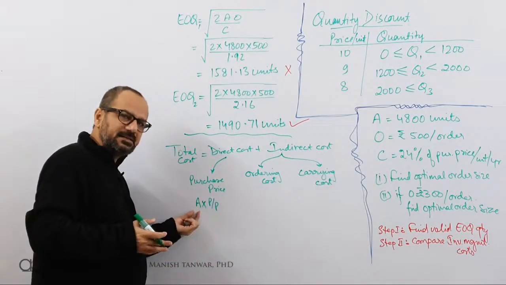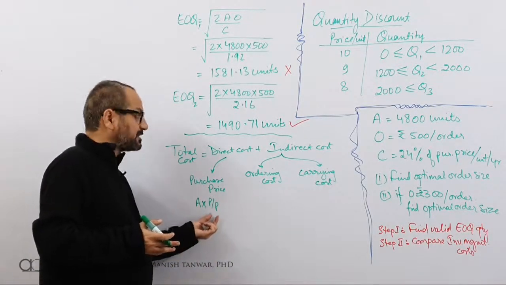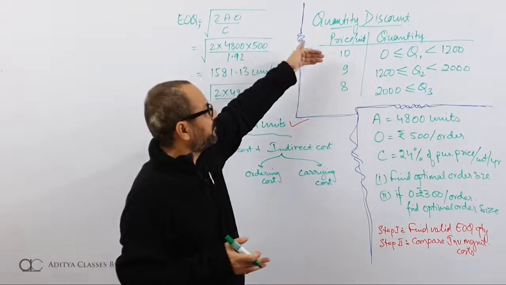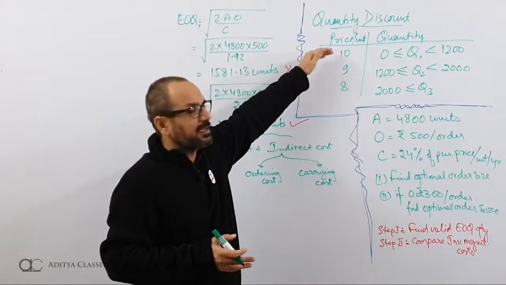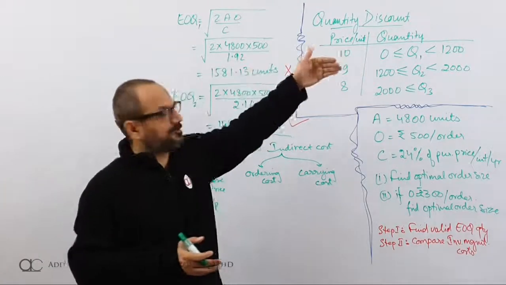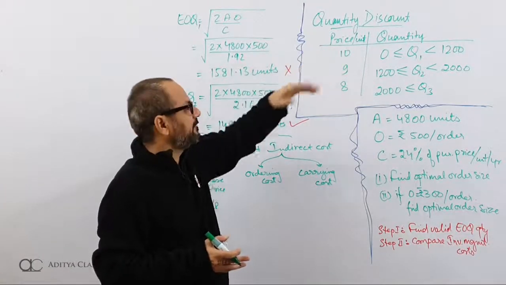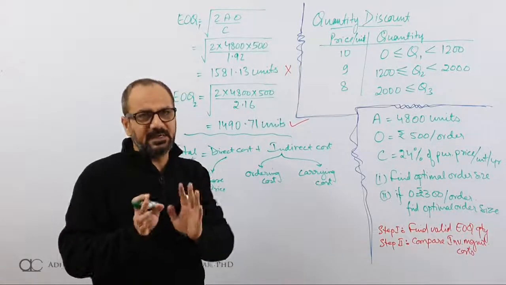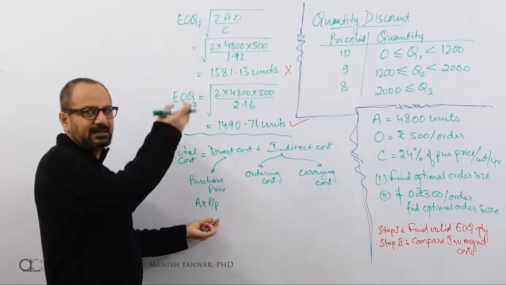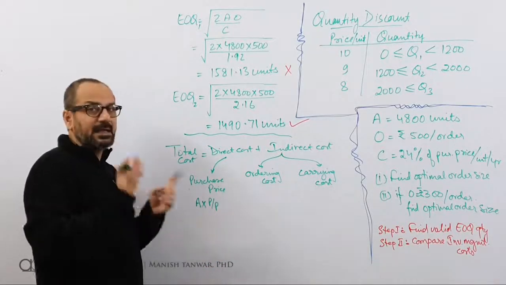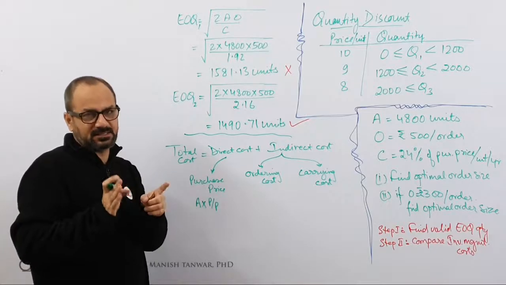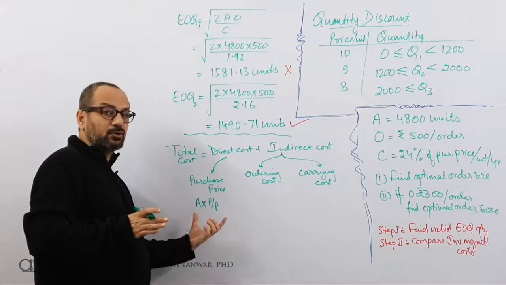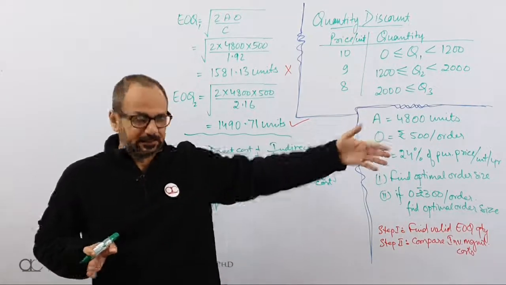So ultimately I will be arranging these 4800 units, and at what purchase price depends on my price slab. If I am ordering 200 units, it will cost me 10 rupees. If I am purchasing in lots of 1500 units, it might cost me 9 rupees. If I am purchasing in lots of 2500 units, it might cost me 8 rupees. So that depends. Purchase price would be either 10, 9, 8 depending on what quantity you are ordering in a lot. What is the lot size? Ultimately you will be ordering 4800 units.